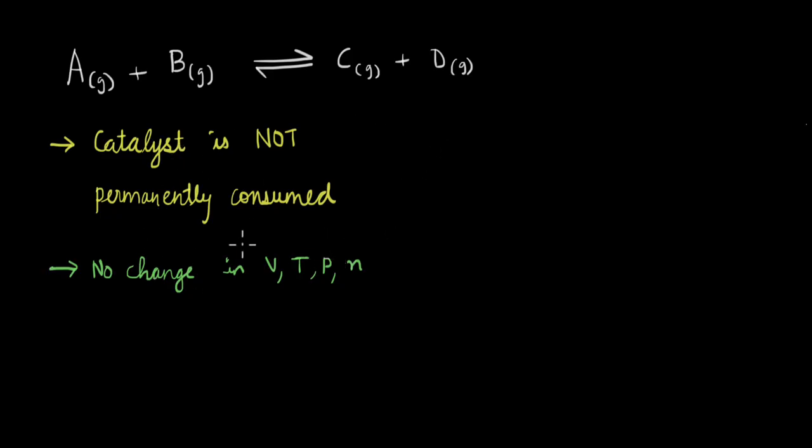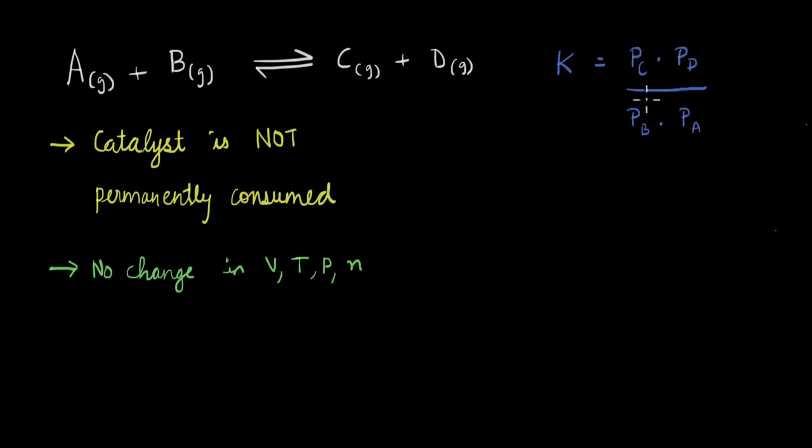So keeping these 2 points in mind, if we write down the equation for the equilibrium constant for this reaction, it will look something like this: the partial pressure of C times the partial pressure of D, which are the products, divided by the partial pressure of B times the partial pressure of A, which are the reactants. Because the catalyst is not consumed, the partial pressure of the catalyst is not going to factor in here. And the addition of a catalyst is not changing any of these factors, so the partial pressures will not change.